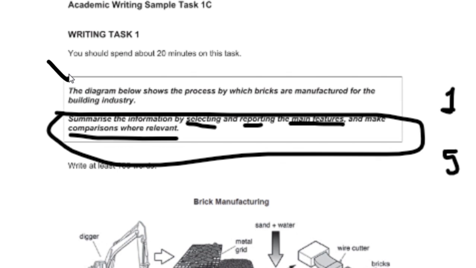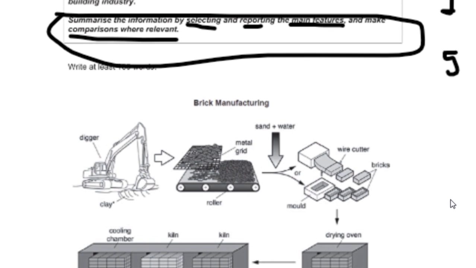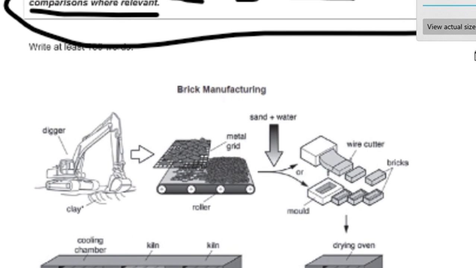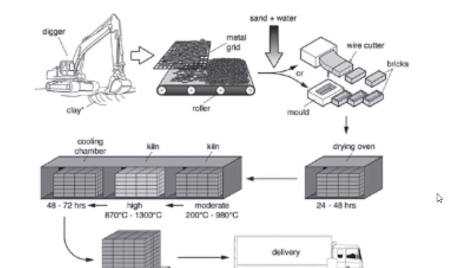Let's always start by reading what we have. The diagram below shows the process by which bricks are manufactured for the building industry. Very, very simple description. Let me zoom in just a little bit more. Okay, so one of the things that we can definitely do with this kind of flowchart is identify the start. Let's type S for start, and let's type F for finish. So we have a starting point, and we have an end point, a finish.